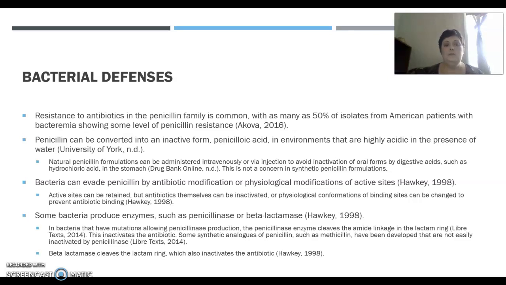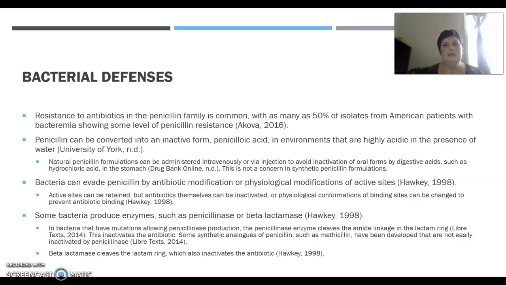Penicillin can be converted relatively easily to an inactive form, penicilloic acid, in environments that are highly acidic in the presence of water. Now, this is important because natural penicillins need to be given in either intravenous or injectable forms to bypass the digestive acids in the stomach that can inactivate them. Now, this is not a concern so much with synthetic penicillin formulations because this has been specifically addressed.